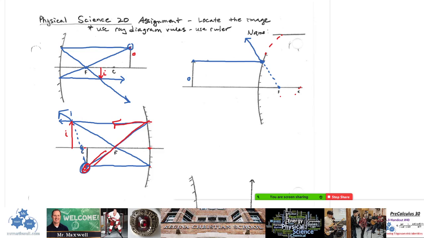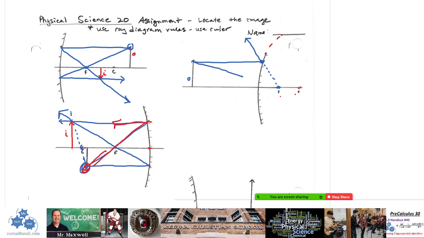Focus, parallel, or as if through the focus, bounces parallel. No problem. Here's the focus. You take your pen and your ruler, and you connect those two points. We're going to draw a solid line on this side of the mirror, just up to the mirror. Oh, where'd it go? Computers are not liking me these days. Really? I just drew that. It just disappeared. Don't be stubborn.